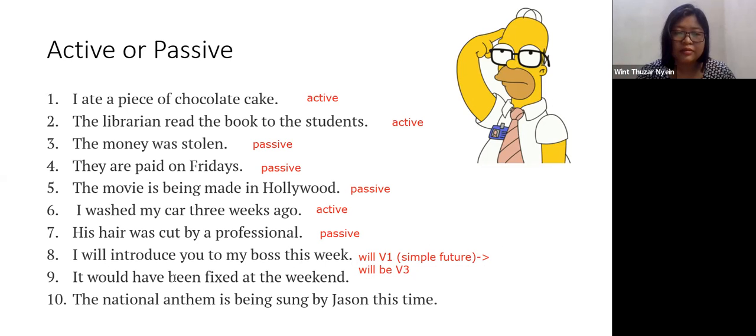Okay, we will skip number 9. Number 10. Is that active or passive? Passive. Yes.